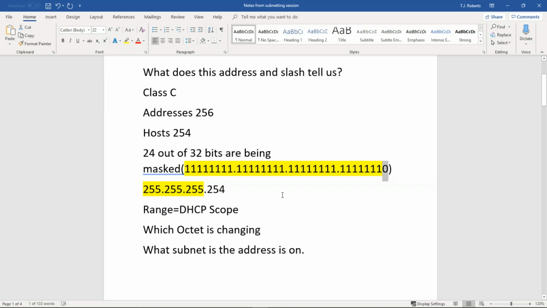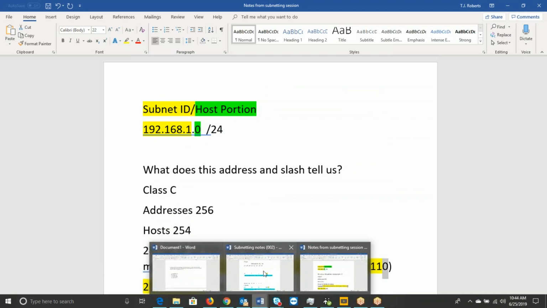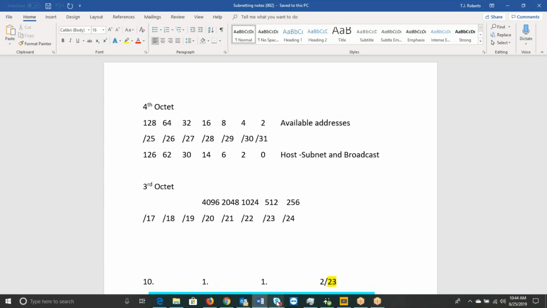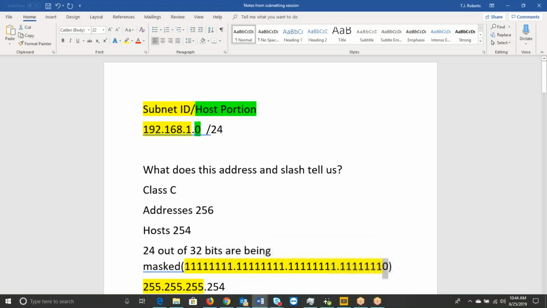2 addresses, no host. Okay, let me come back to the other document real quick just to show you that. Okay, up here, this is your fourth octet here, right? So for a /31, you have 2 available addresses, but you have no host because there's always 2 excluded addresses. Okay, so stay with me. I'm gonna try to get through this as fast as we can without skipping any details, okay?